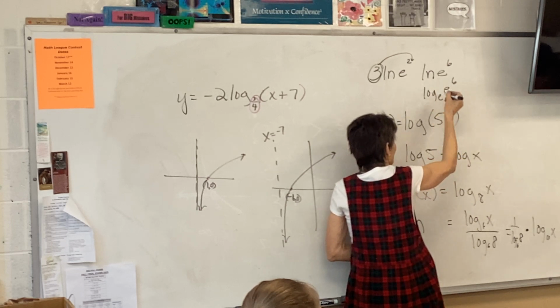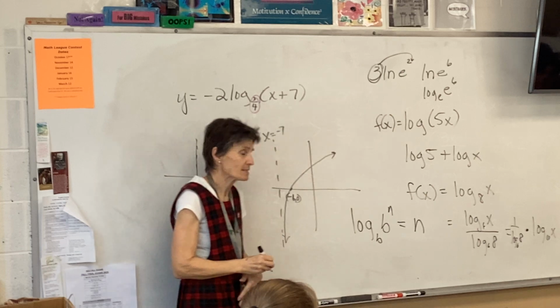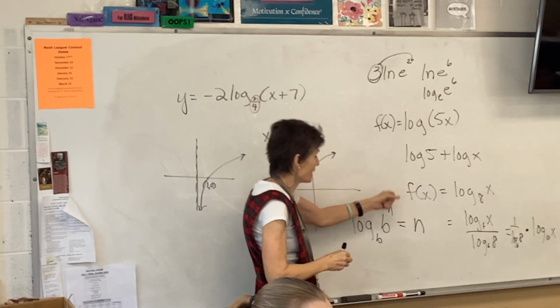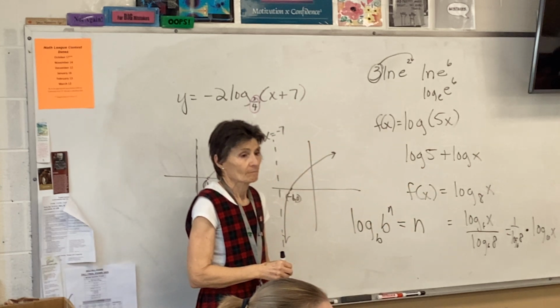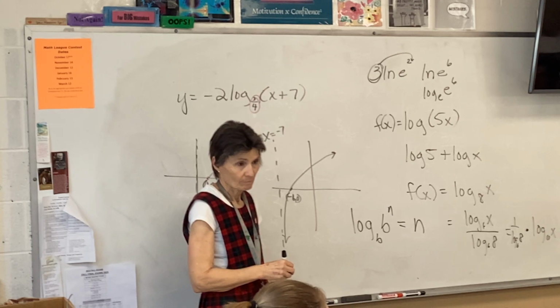So what's log base e of e to the 6th? 6. Not e to the 6th, it's 6. The log base b of b to the nth is n. Okay? Morgan?